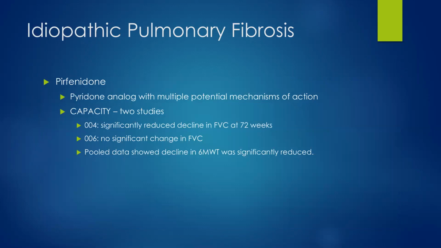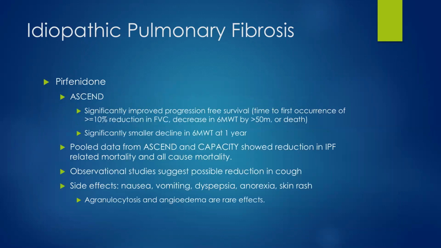So pirfenidone, Esbriet, has been around for a long time. We have no idea how it actually works. It's like a magic drug. You take it, they think it works in a lot of different places in this fibrosis pathway, but it definitely does work. So the big studies are Capacity and Ascend.